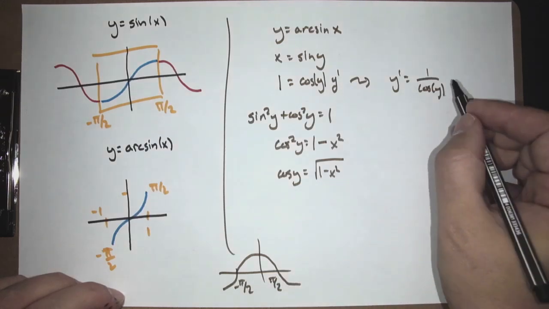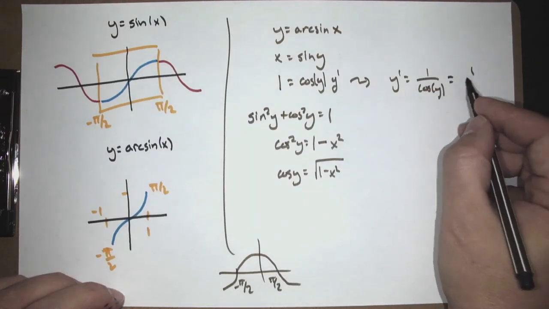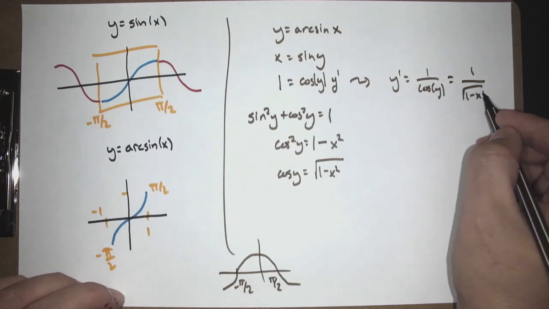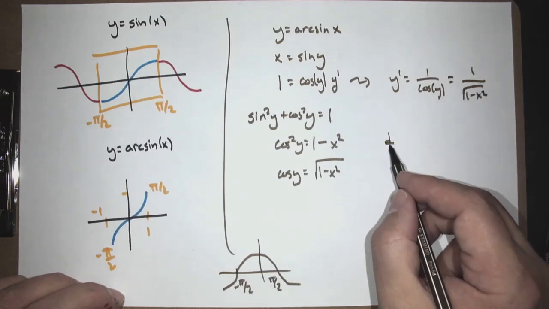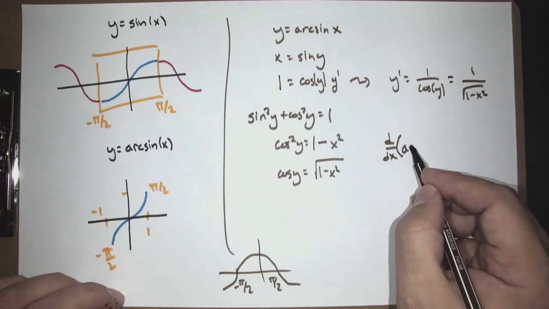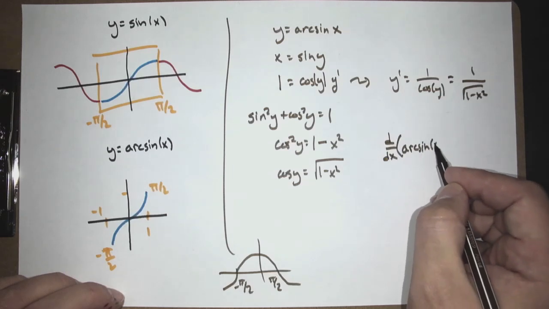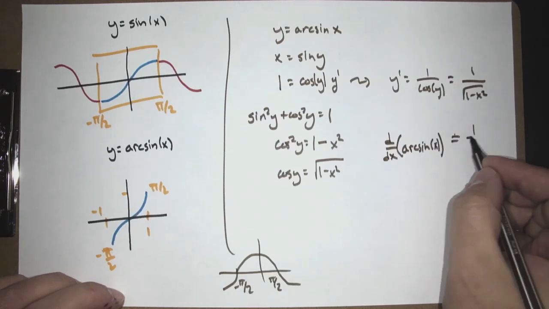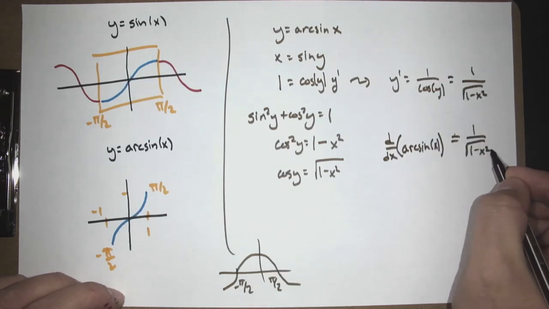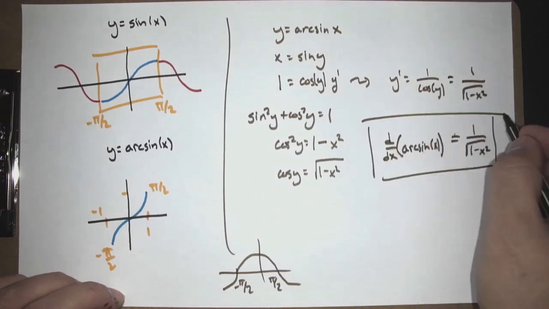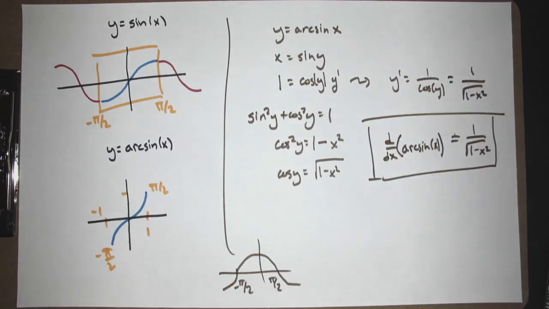All right, so to finish it up, you replace cosine by 1 over the square root of 1 minus x squared. So the punchline, the derivative of arcsine of x is 1 over the square root of 1 minus x squared. And there we go. All right.